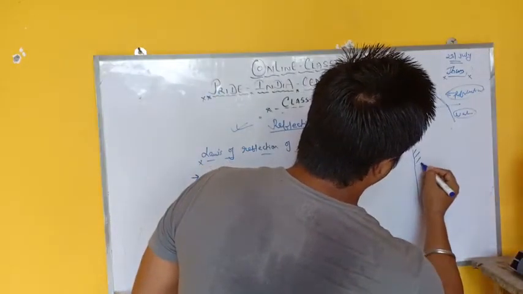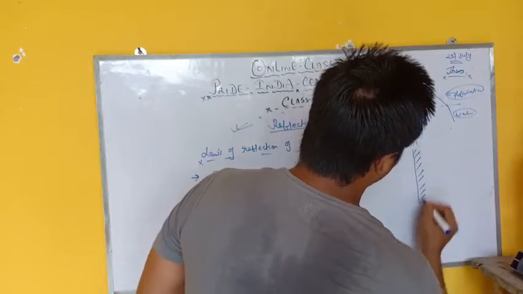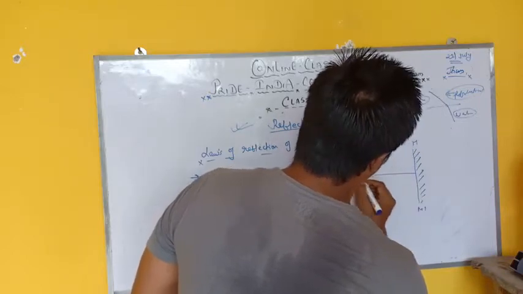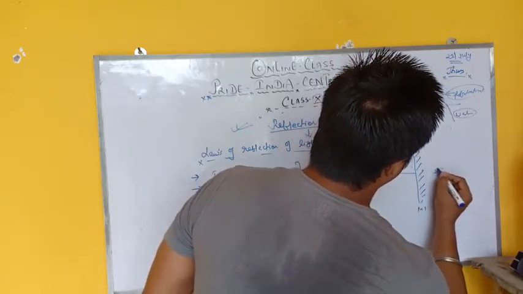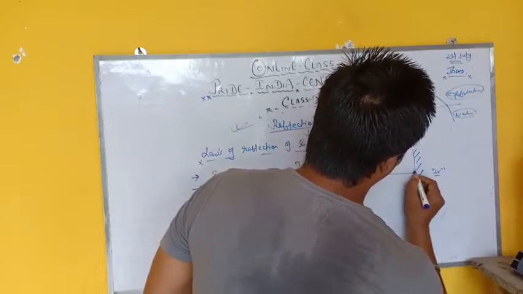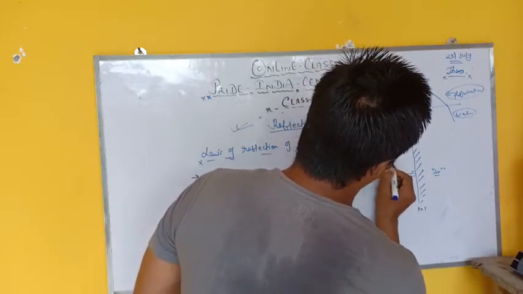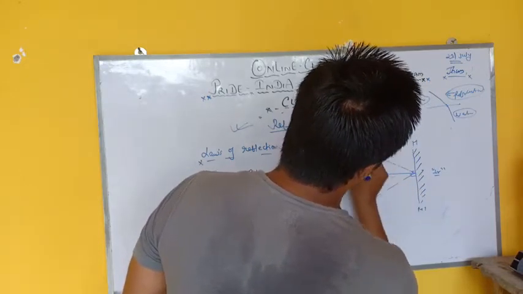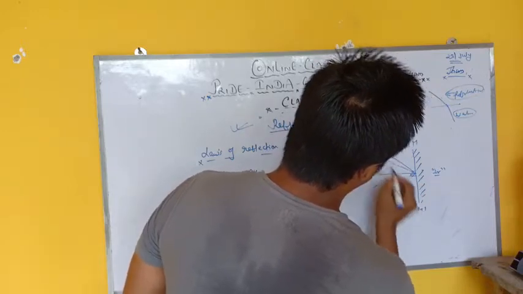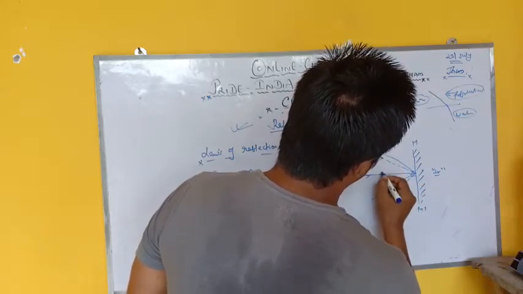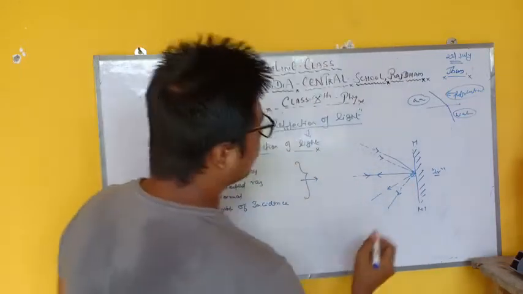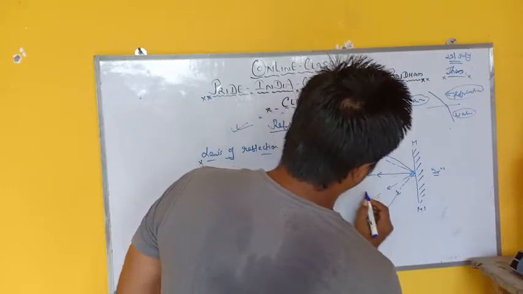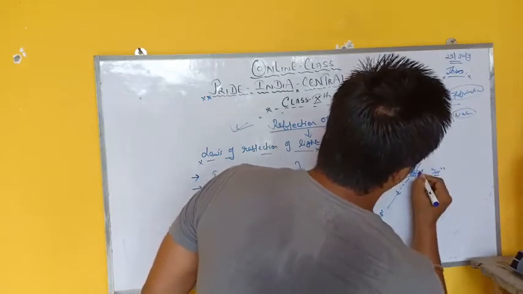Suppose this is the mirror, M dash. Now this is the normal. Normal is always what? It is perpendicular to the mirror, making an angle of 90 degrees. Now this is the light ray coming. This is the light ray deviating. Again, this is the light ray coming. This is the light ray deviating. So if this is point A dash, B dash, point O.